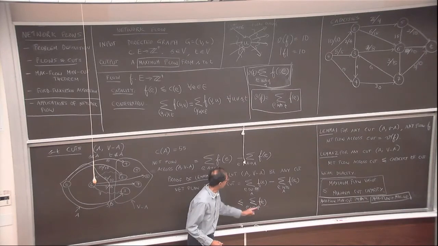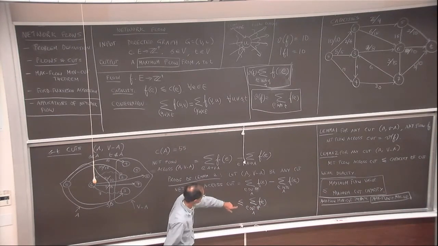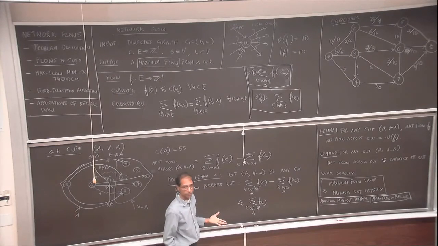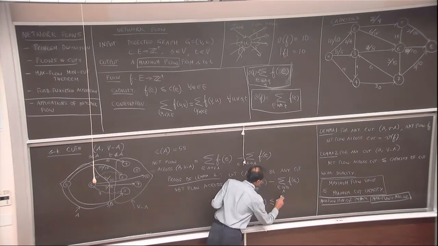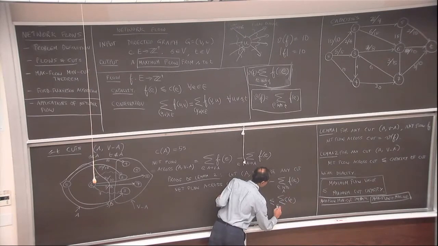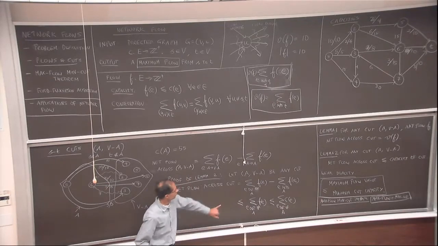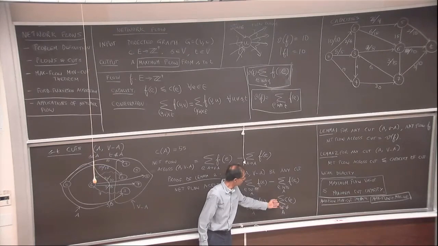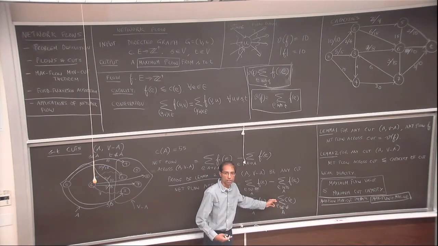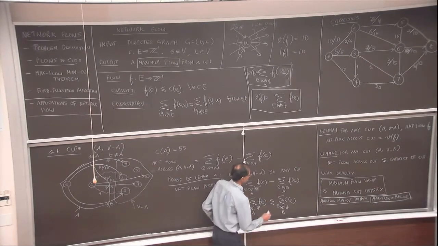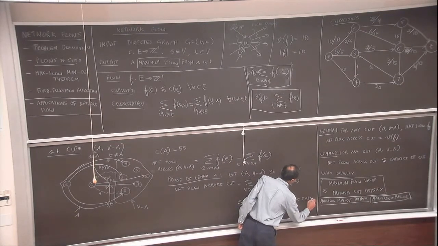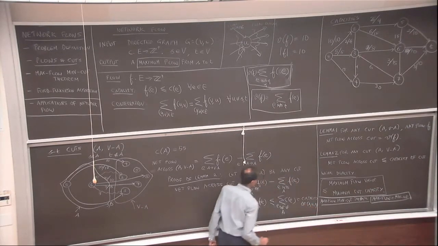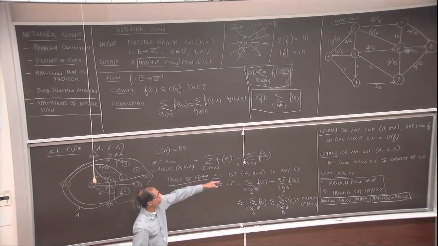Now notice that by our capacity constraint, every F_e is less than or equal to the capacity. So the flow going out of A is less than or equal to the capacity. What is this? This is what we have defined as the capacity of the cut A, B minus A. So we have proved lemma 2.